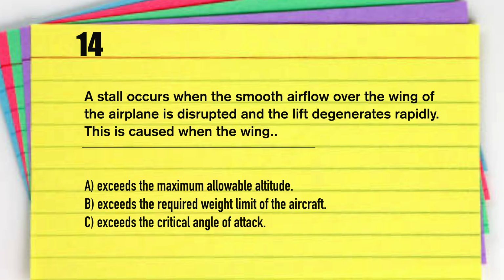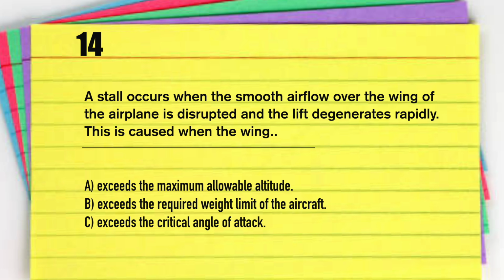Flashcard 14. A stall occurs when the smooth airflow over the wing of an airplane is disrupted and the lift degenerates rapidly. This is caused when the wing A, exceeds the maximum allowable altitude. B, exceeds the required weight limit of the aircraft. Or C, exceeds the critical angle of attack.